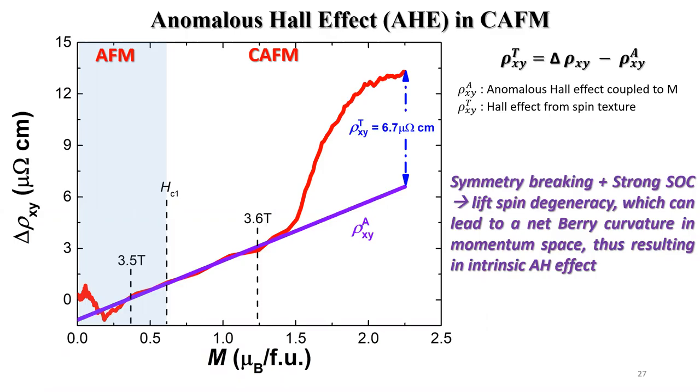And this intrinsic anomalous Hall effect is due to the net Berry curvature in the momentum space, okay? Because we have a symmetry breaking and a strong spin orbit coupling in our system.